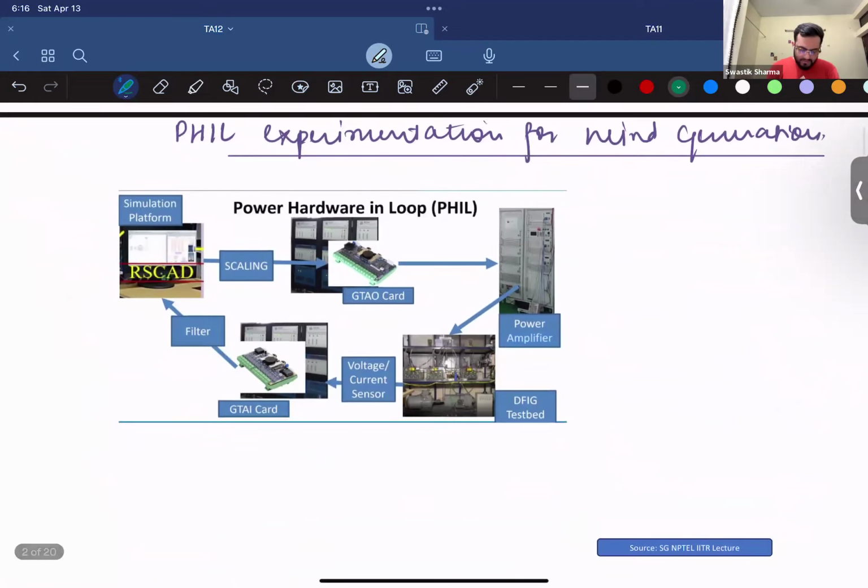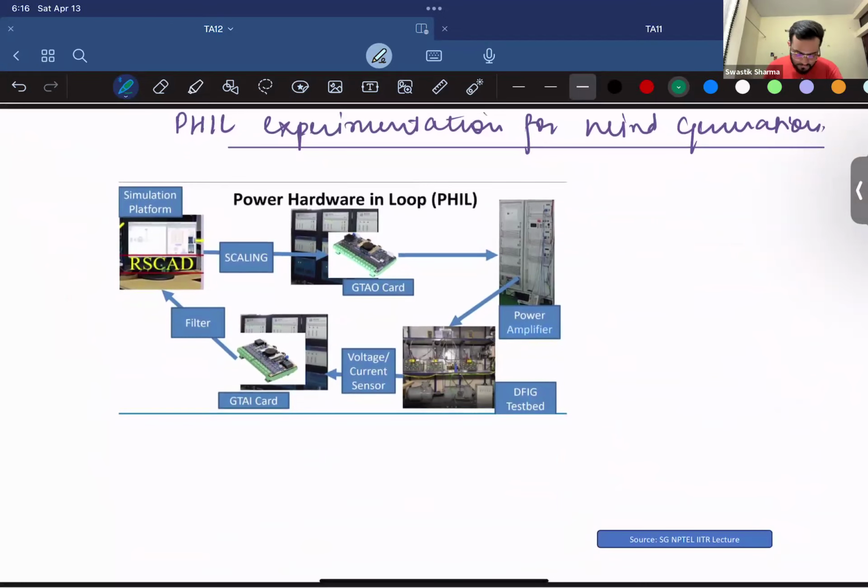Now, the next thing that the instructor discussed was your PHIL experimentation. So for this PHIL experimentation, again, it's the same thing. All they are doing is they're demonstrating a few scenarios so that you are comfortable with how the simulations happen in real time. So for a PHIL, I'm just explaining this again. I have explained this, I guess, in week 10 lecture as well, how a PHIL experimentation works, but I'll do it again. So you have an RSCAD software.